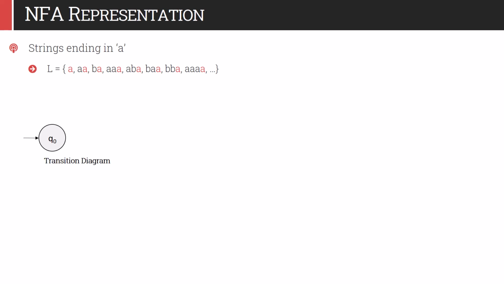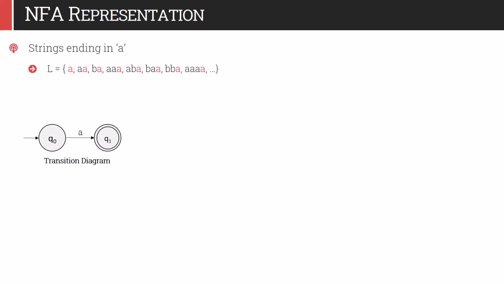Now for this, we will design the transition diagram. So Q0 is the initial state. If we read A, then we are moving to the final state because A is a valid string as we can see in language L. But this NFA or DFA represents only one string, that is A. We have to make sure that it reads all the possible strings which are ending in A only.